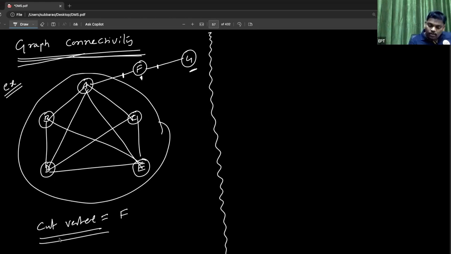It is also called an articulation point. Exactly, in algorithm terminology it is called an articulation point. Cut vertex is F, or articulation point is F.